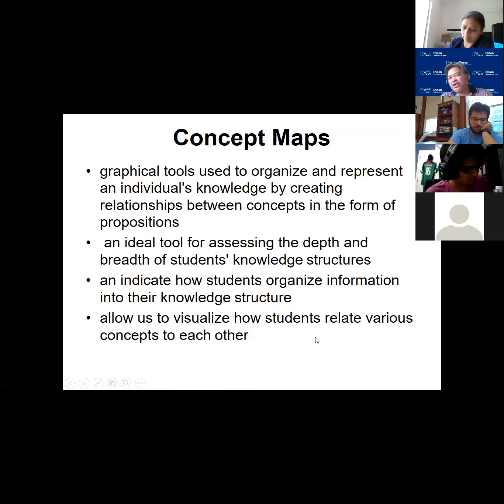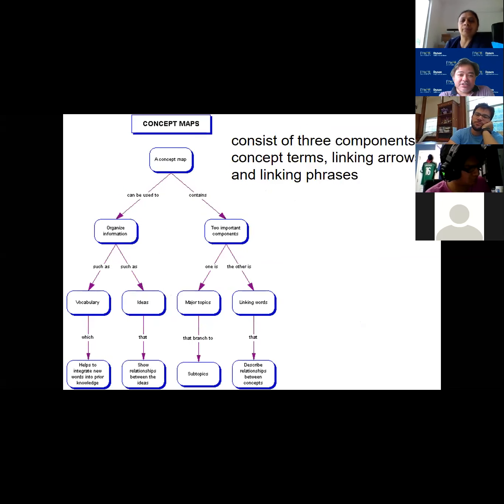So here in the concept map, you're trying to relate one concept with another concept. And this is one of the best assessment materials that you can use to see if the students understand. Okay? Now, in a concept map, there are three components: the concept terms, the linking arrows, and the linking phrases.